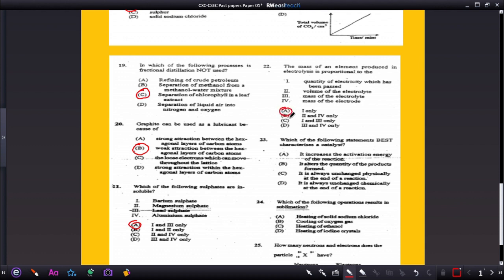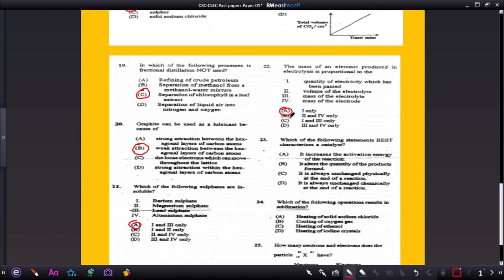23. Which of the following statements best characterizes a catalyst? A. It increases the activation energy. A catalyst lowers the activation energy. A is not it. B. It alters the quantity of the products formed. A catalyst does not take part in the chemical reaction, so it's not B.